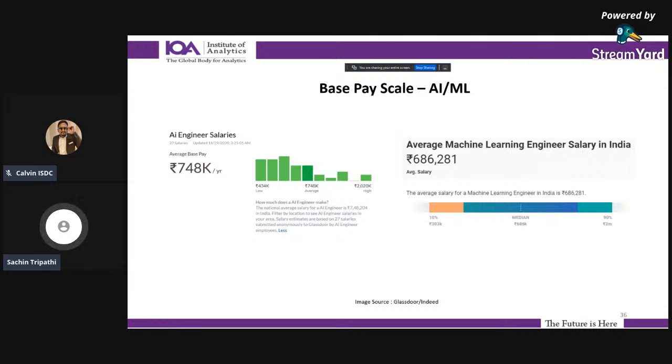Now, this image I took from Glassdoor and Indeed.com. Okay, so you can see the base pay scale. Now this doesn't mean that you will come out and you will start getting 8 lakh per annum. No, it depends on your skill. Okay, I can give you a benchmark that yes, 3.5 lakhs, 4 lakhs will be the starting point as an entry level. But if you're exceptionally well, you can go beyond 6 lakhs.